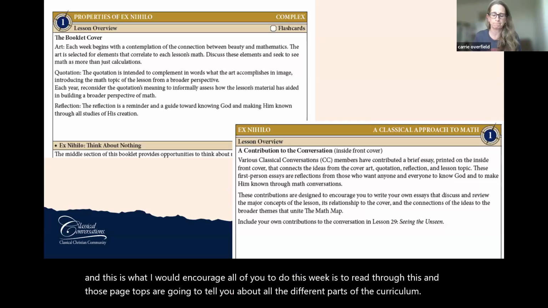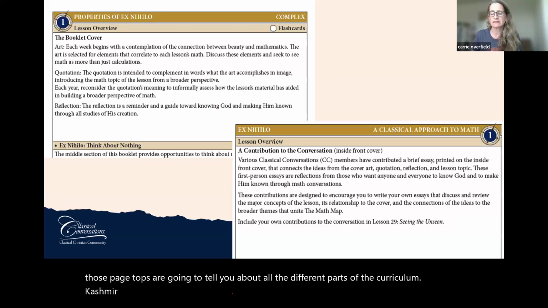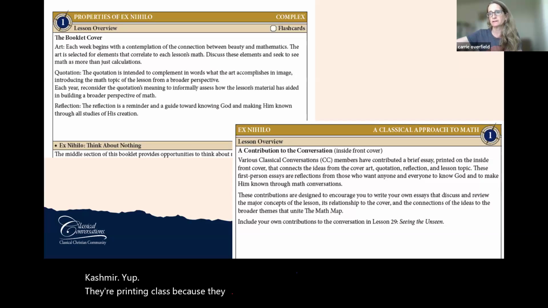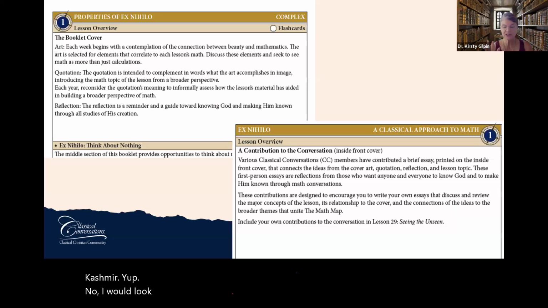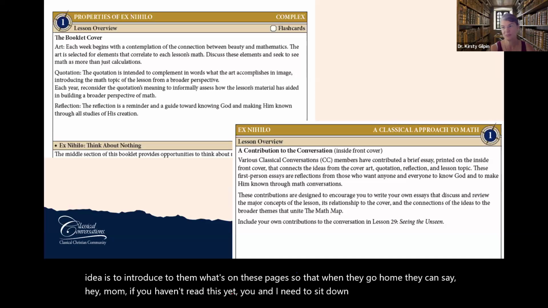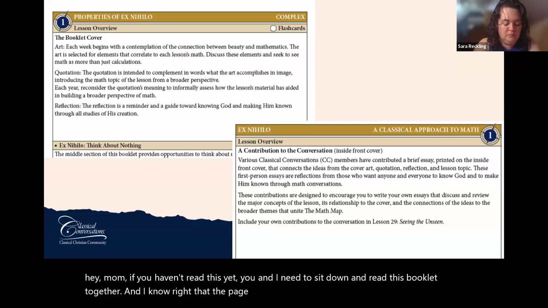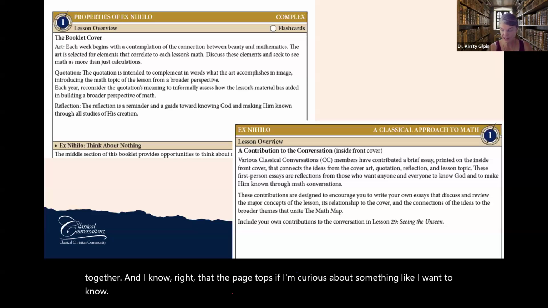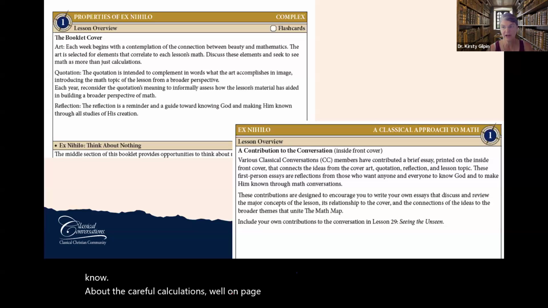Kirsty, can I ask a quick question? Yep. You'd mentioned that week 1 is different in class because we are doing the Ex Nihilo book. Is the idea that we would do all of the tops with the student in class? I would just look at those first couple of pages with them. The idea is to introduce to them what's on these pages so that when they go home, they can say, hey, Mom, if you haven't read this yet, you and I need to sit down and read this booklet together. And if I'm curious about something, like the careful calculations, the page tops will tell me that it's on page 8.